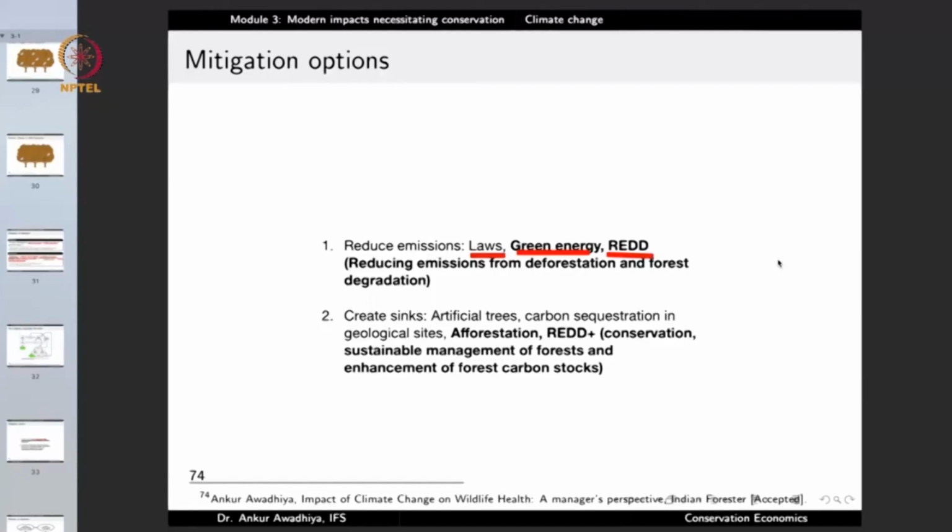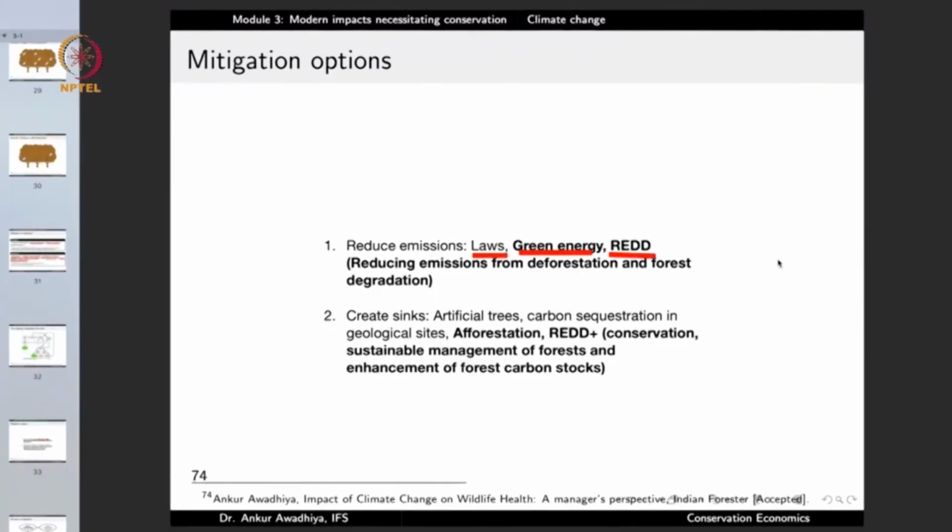If you prohibit or if you can prevent deforestation and forest degradation, then you are reducing the amount of emissions that would have happened if there was deforestation or forest degradation. So REDD is another mitigation option. You are trying to reduce emissions from deforestation and forest degradation.